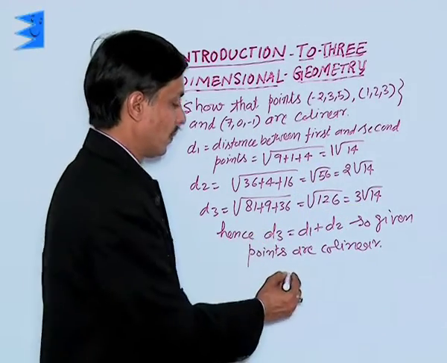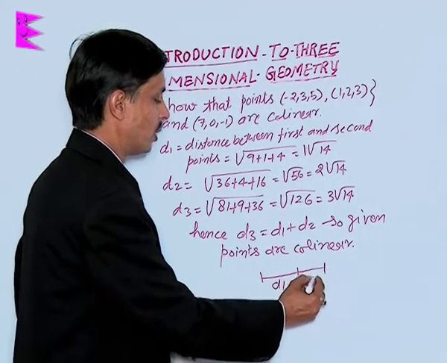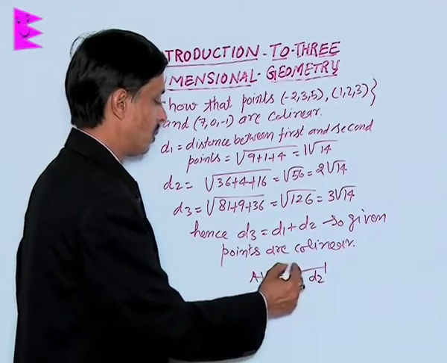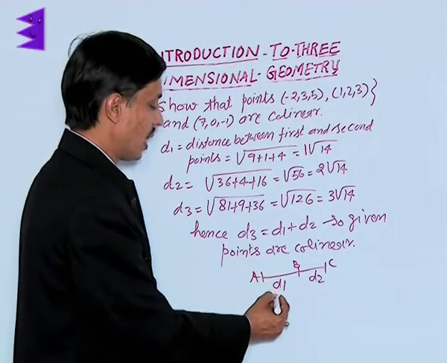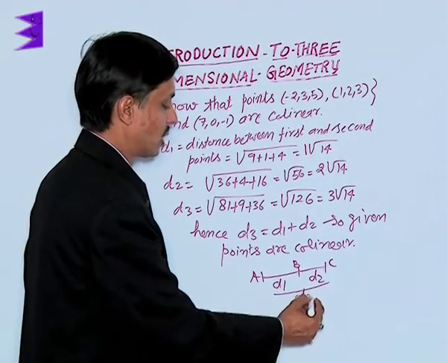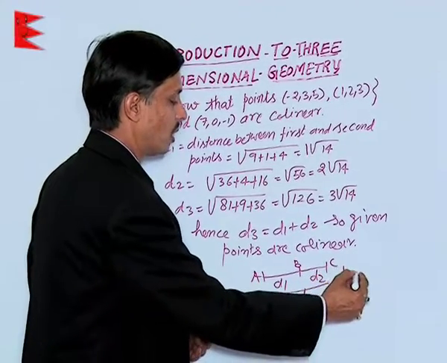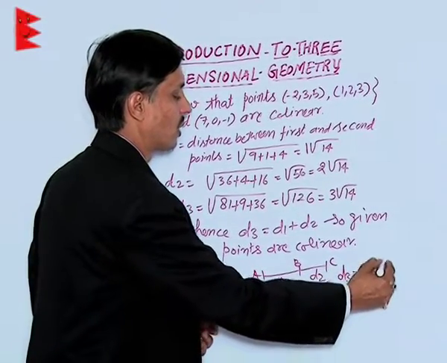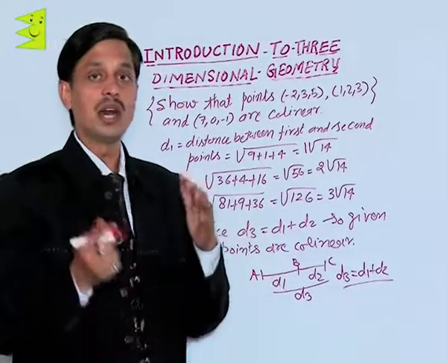So suppose this is D1, this is D2. D1 is the distance between A and B, D2 is the distance between B and C, and D3 is the total distance between A and C. So we can conclude D3 is equal to D1 plus D2, which is quite sufficient to show that the 3 points are collinear.